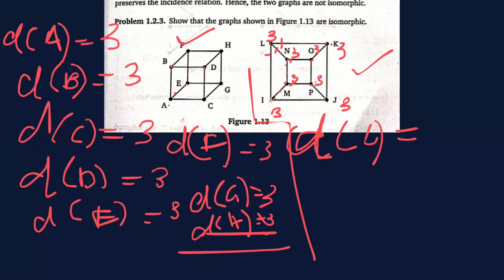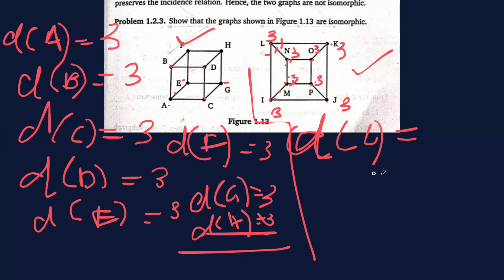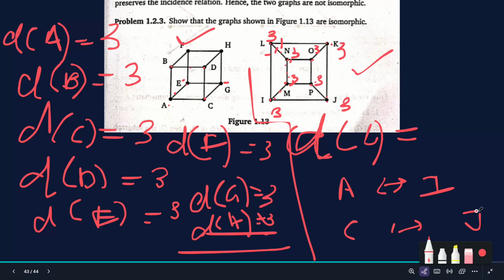You can take any. If I am saying A to be I, then I can say C to be J, E to be M, G to be P. Like this, any way you can write the one-to-one correspondence. This is one way you can write. You can take any way. If I am saying that A corresponds to I, then I can say C can correspond to J, because here you have to understand one important thing.